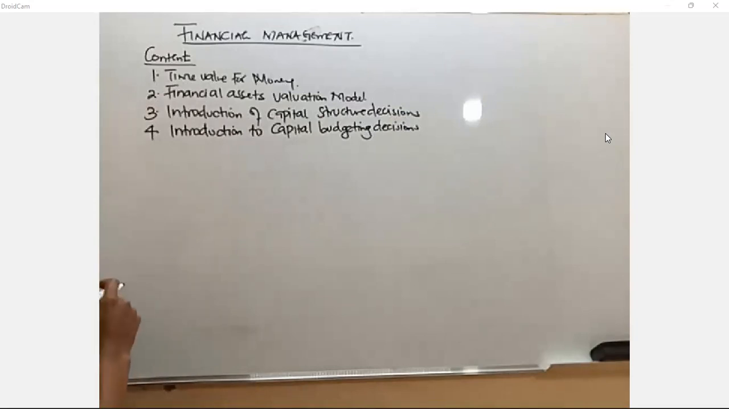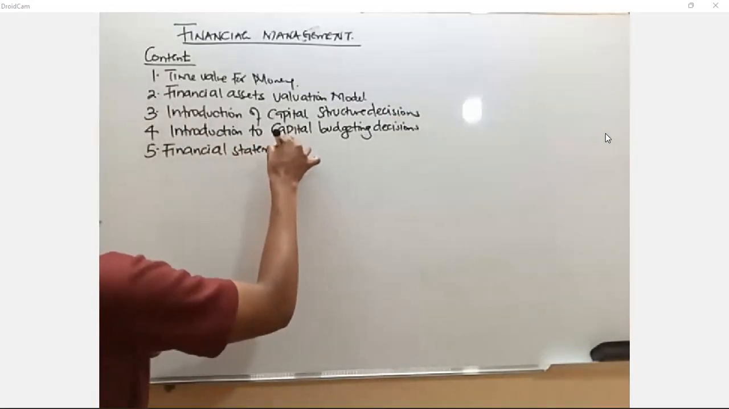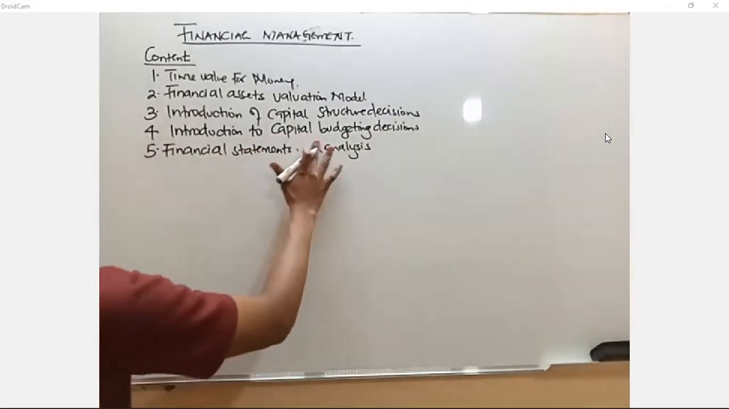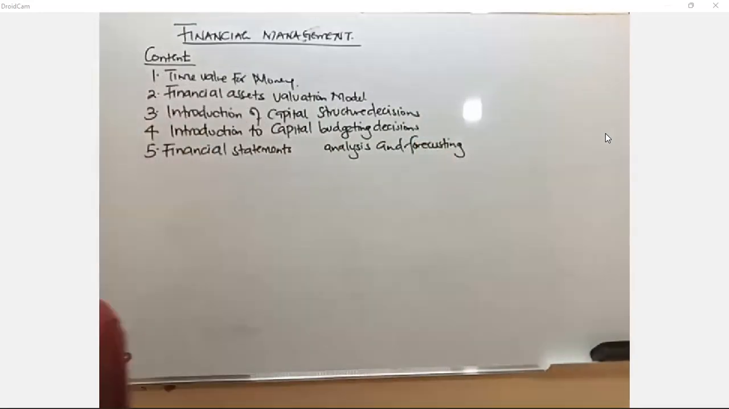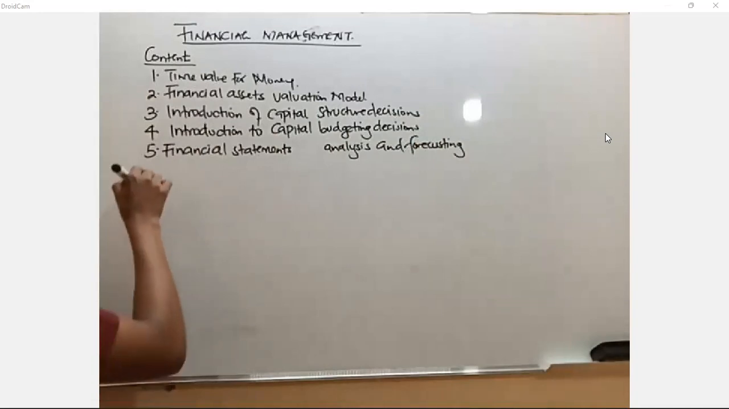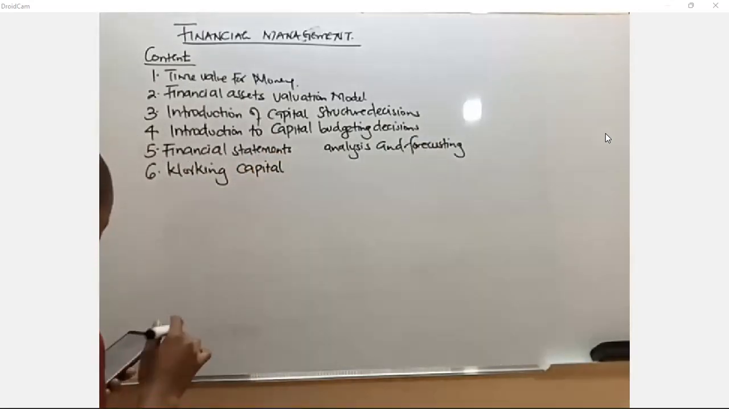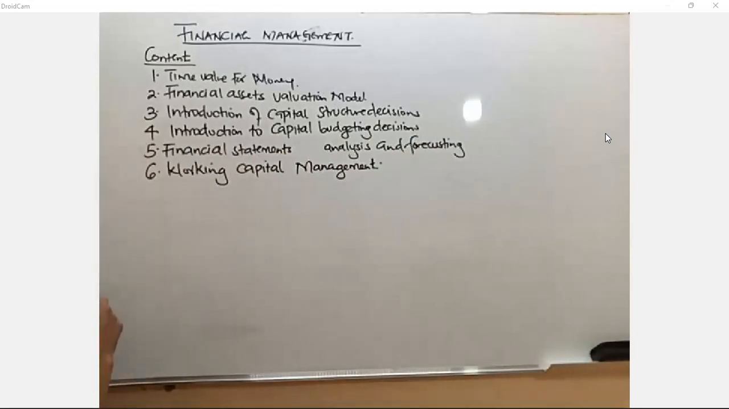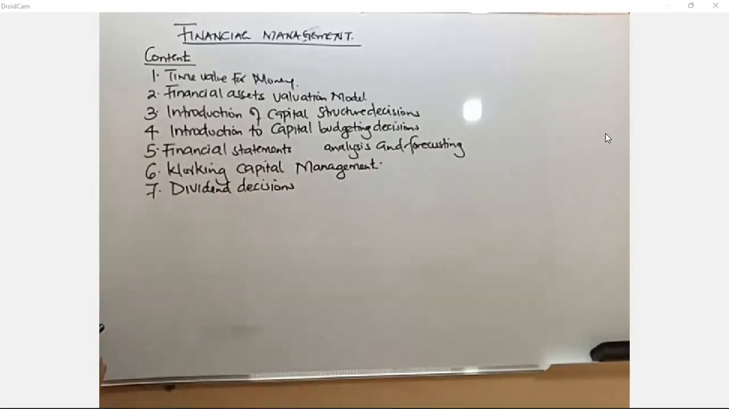Then we normally have financial statement analysis. Number five, financial statements analysis and forecasting. Then we have another topic, which we normally call working capital management. Then number seven, we shall look at a topic called dividend decisions.